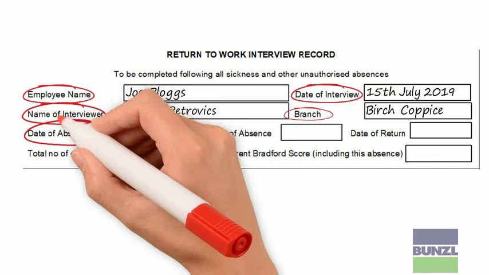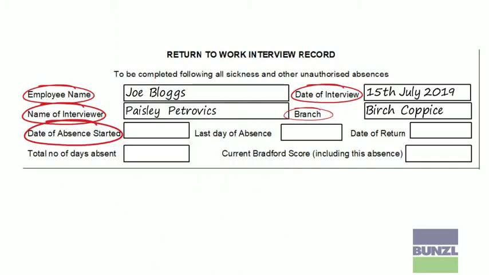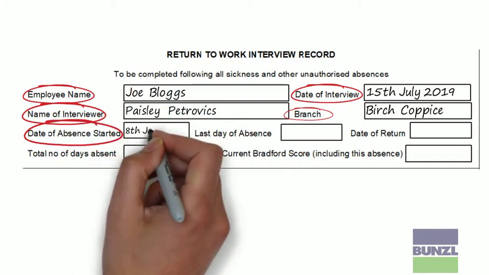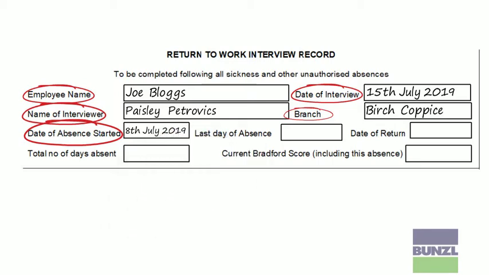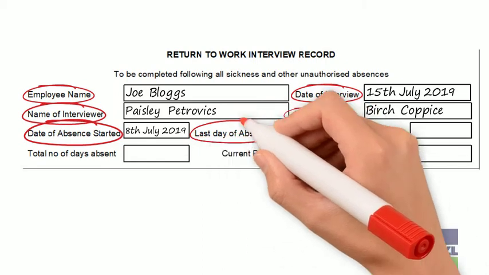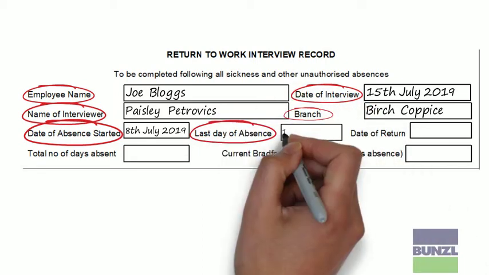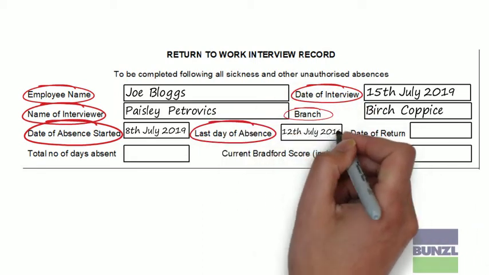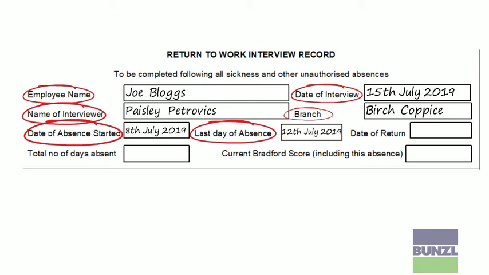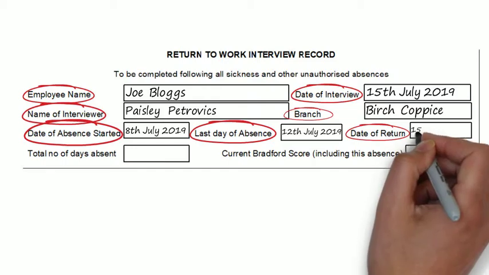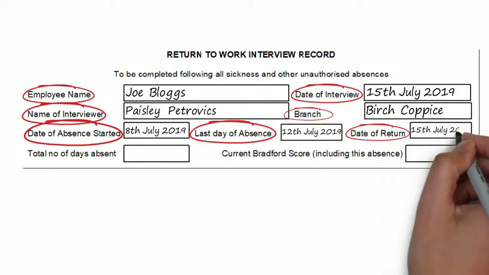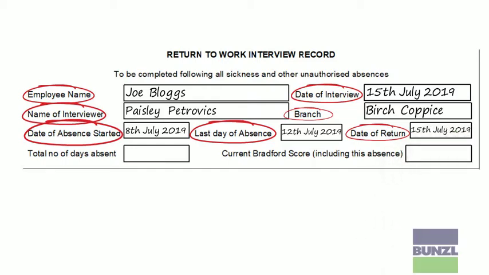Date of absence started. This is the first working day that the employee was absent due to sickness or some other unauthorised reason. Last day of absence. This is the last working day that the employee was absent due to sickness or some other unauthorised reason. Date of return. This is the first working day that the employee returns to the business. This should also be the date of the interview, as seen above.